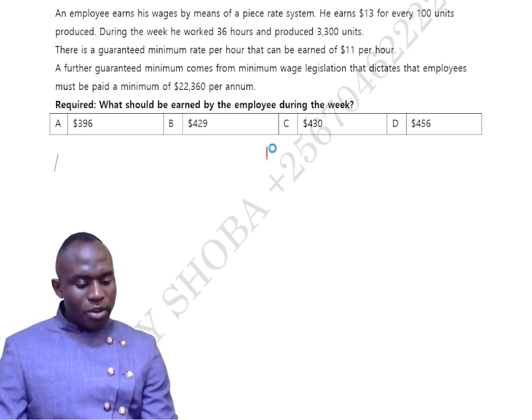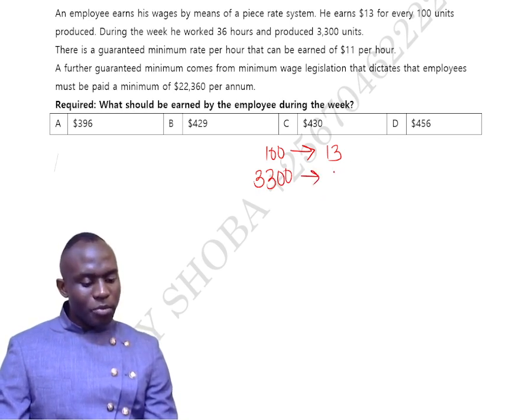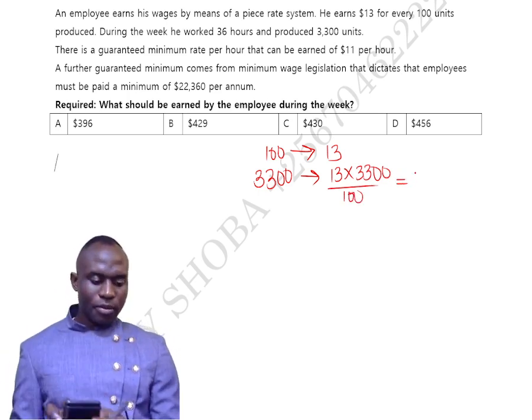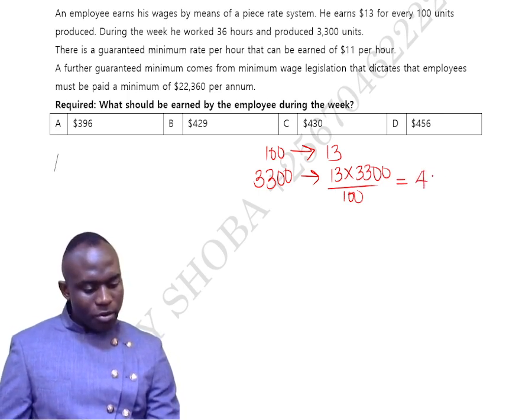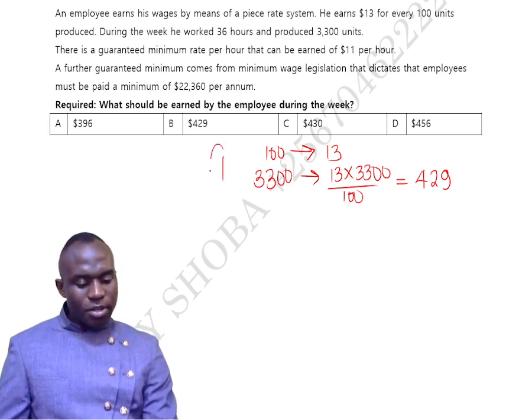So for every 100 units, the person is earning $13. So if he produced 330 units, how much is he paid? We cross multiply, it will be 13 times 330 divided by 100. So if we work out, we get 13 times 33, we get 429. So this is the payment based on units. It is the first payment.